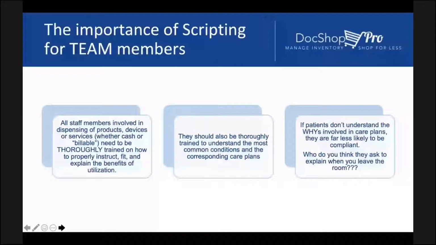The importance of scripting for team members. So all staff members involved in dispensing of products, devices, or services, whether it be cash or billable, need to be thoroughly, that word is capitalized, trained on how to properly instruct, fit, and explain the benefits of utilization. They should also be thoroughly trained to understand the most common conditions and the corresponding care plans. If patients don't understand the whys involved in care plans, they are far less likely to be compliant. So who do you think they ask to explain further when you, the doctor, leave the treatment room? The answer is your staff.